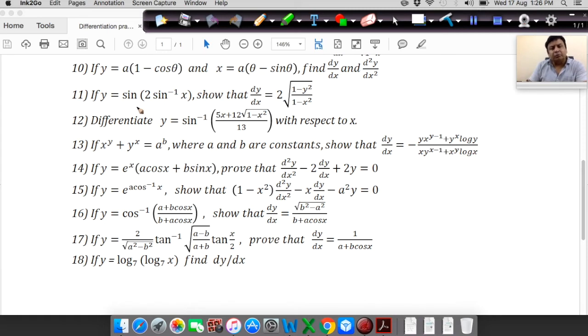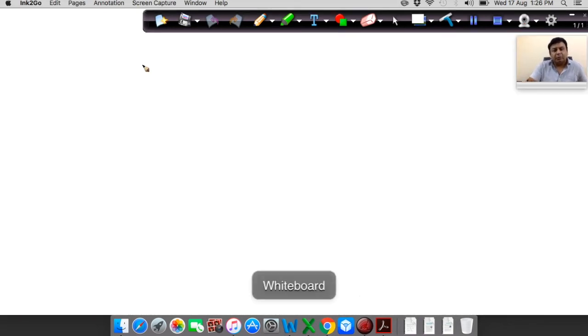11th, y equals sine of 2 sine inverse x. You have to prove this. Now the most commonly occurring mistake is that you will start differentiating it here and you will be in great trouble, because it will convert into a huge sum. So what you do, see this. We have y equals sine of 2 sine inverse x.